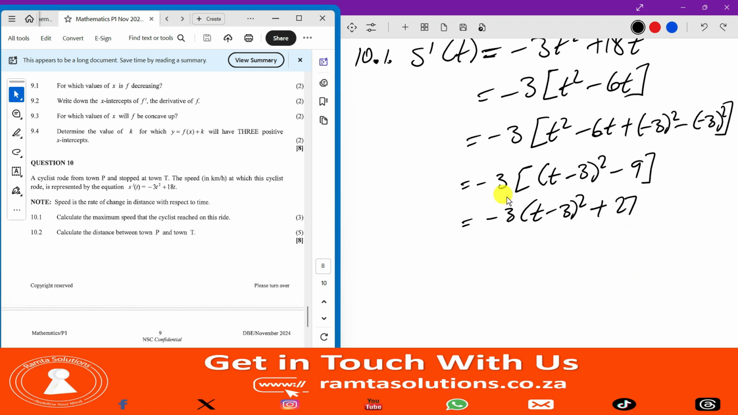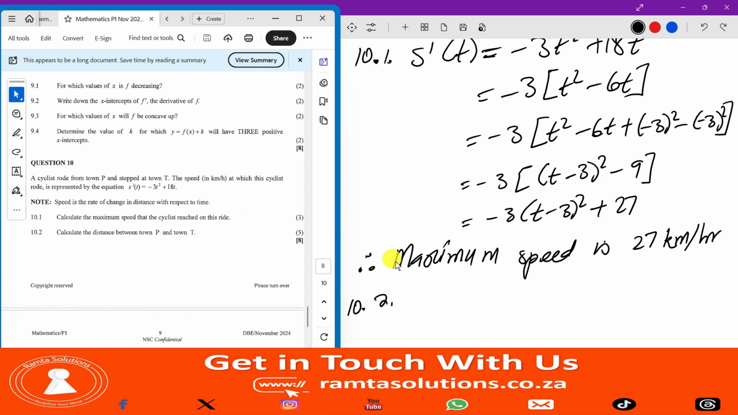As you can see, this is a frowning parabola, and this is the value of q. This is the maximum. Therefore, the maximum speed is 27. They said in what? Kilometers per hour. 27 kilometers per hour. All right, good.